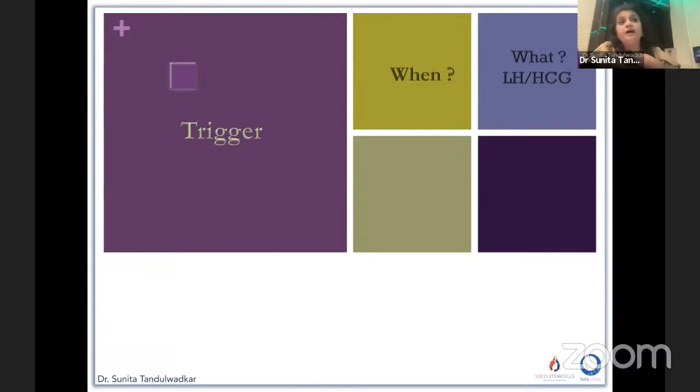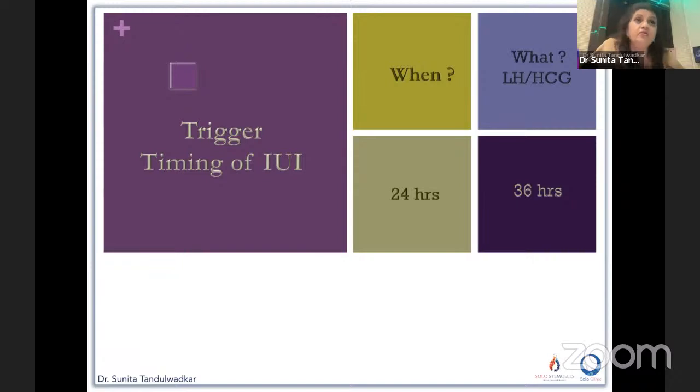Now, some people will ask, when you do the timing and give hCG, whether I should do IUI at 24 hours or at 36 hours. The publications, the evidence, says 36 hours. And you should time your IUI at 36 hours. But I don't do that.